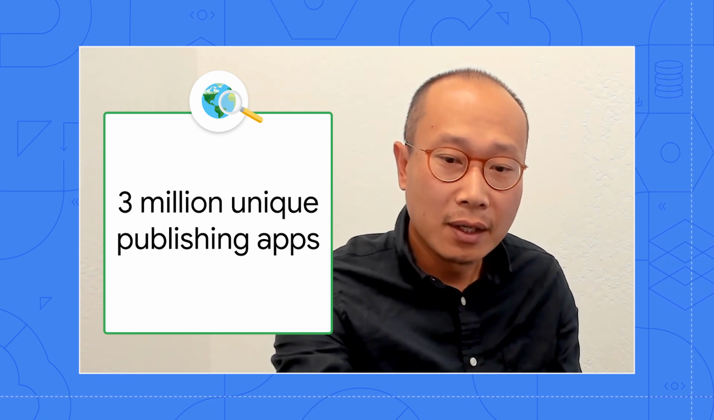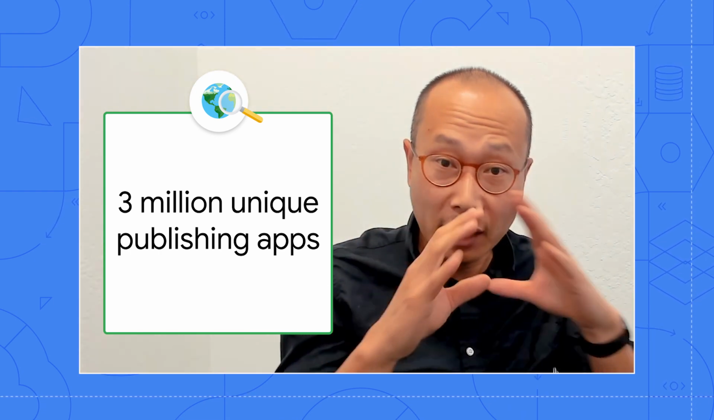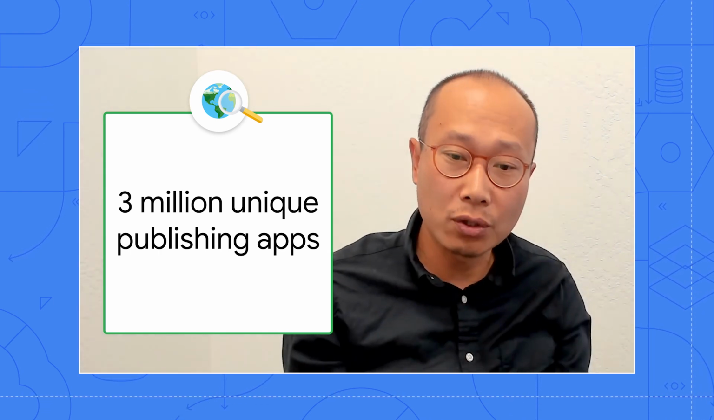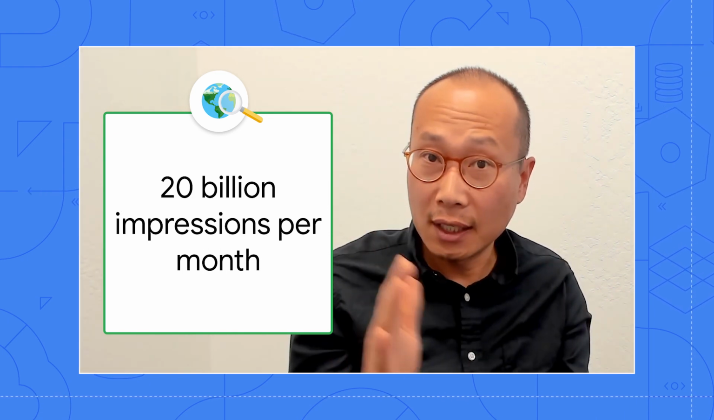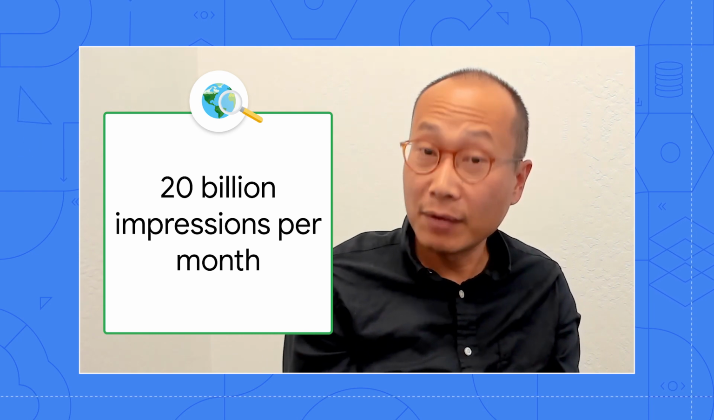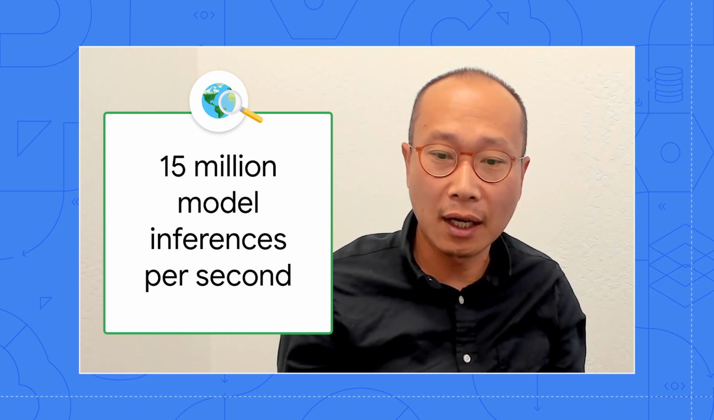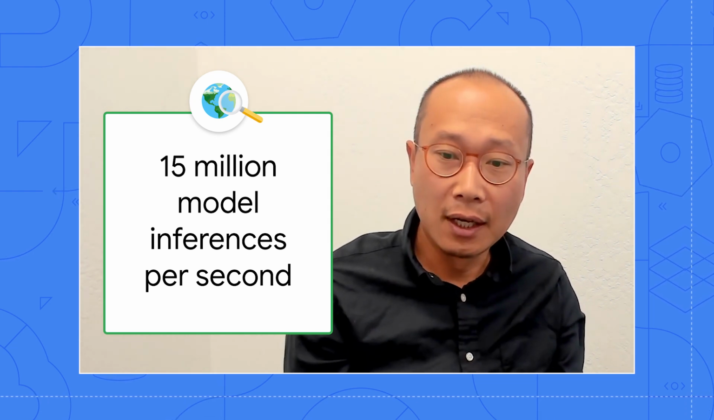And the number of ad impressions, the actual advertisements shown to the end users, is more than 20 billion impressions every month. And every single second, we're running more than 15 million model inferences. So this scale is the biggest challenge, along with the strict latency that we have to abide by as well. So 2 really big challenges.